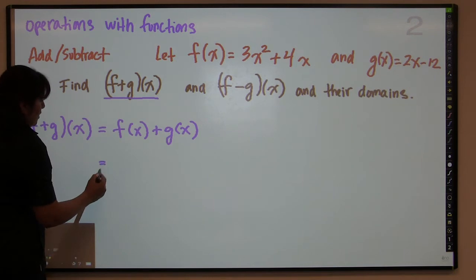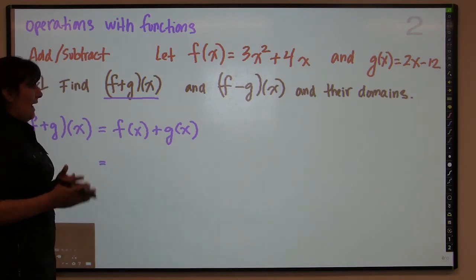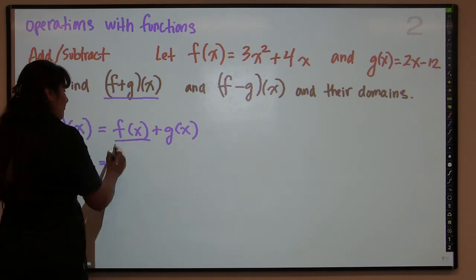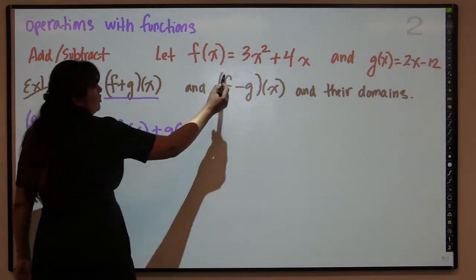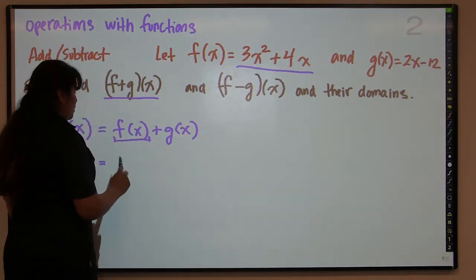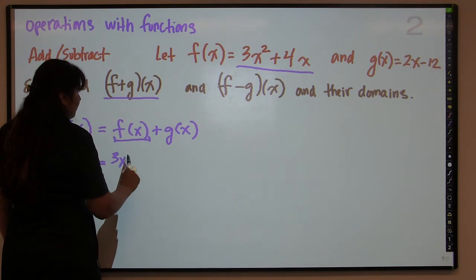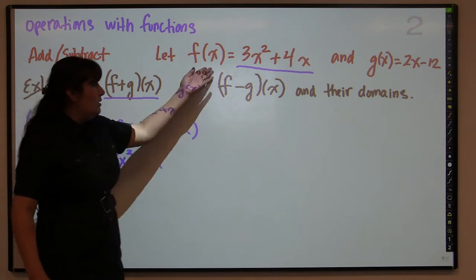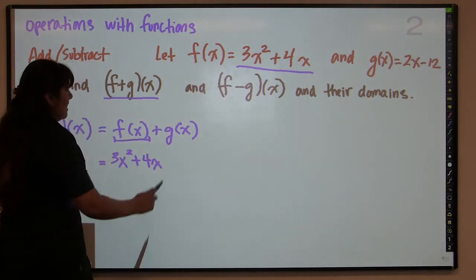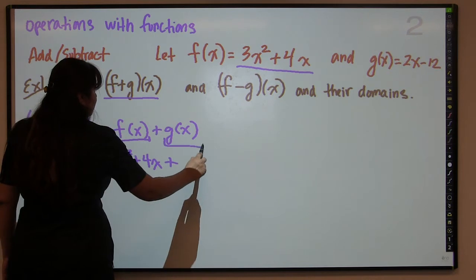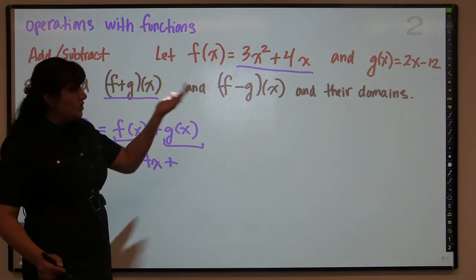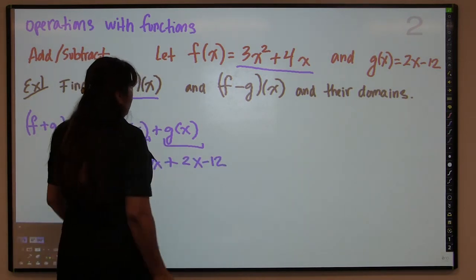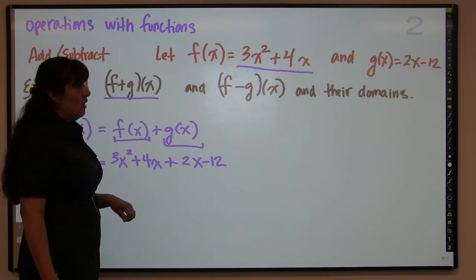So what this is asking me to do is to take the f function and add it to the g function. The f function is 3x squared plus 4x. So I'm going to use substitution and replace the f function with 3x squared plus 4x as per the definition right here. Then I'm going to add the g of x function. And the g of x function, according to the directions, is 2x minus 12. So I'm going to use substitution and replace g of x with 2x minus 12 as per the definition of g of x.